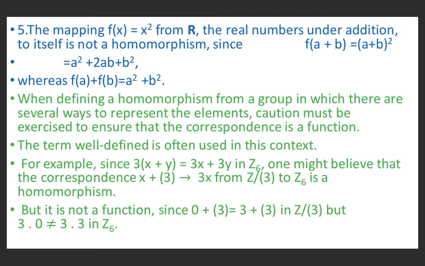The mapping F(x) equal to x² from R, the set of real numbers under addition, to itself is not a homomorphism. Because F(a+b) is (a+b)², and (a+b)² is a² + 2ab + b². But F(a) is equal to a², F(b) is equal to b², so F(a) + F(b) is a² + b². So a² + 2ab + b² is not equal to a² + b², and hence F(a+b) is not equal to F(a) + F(b).